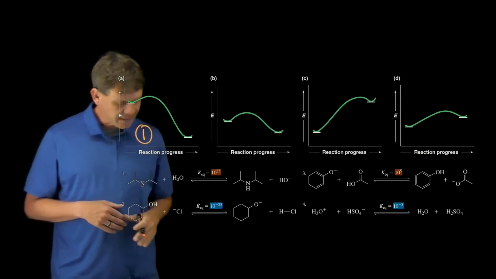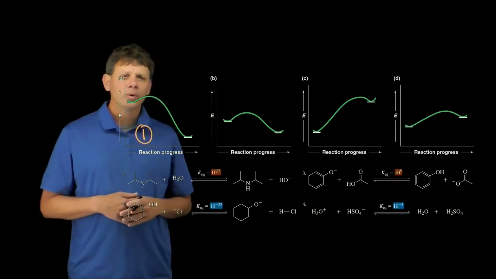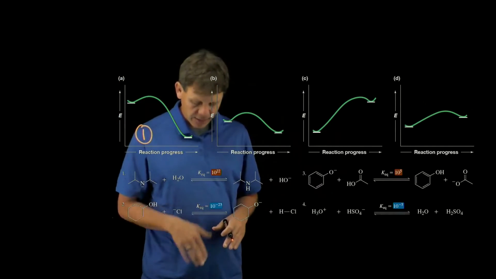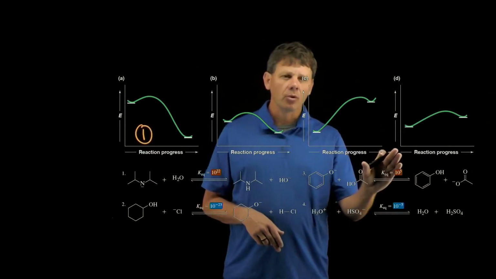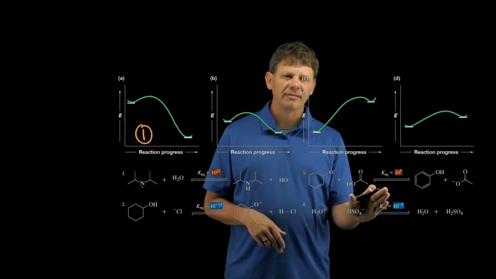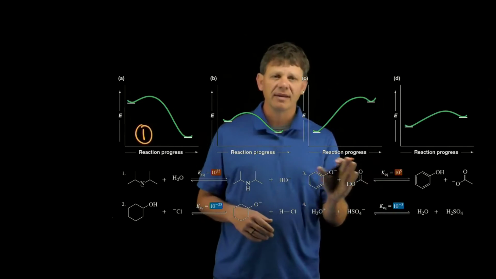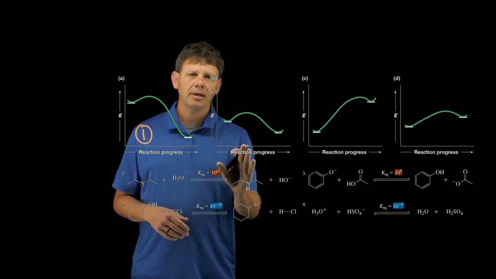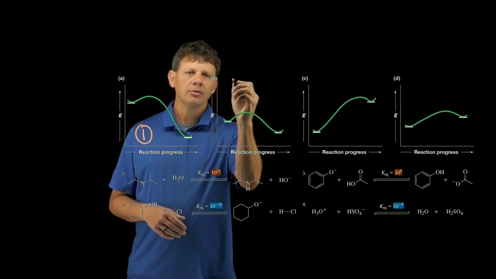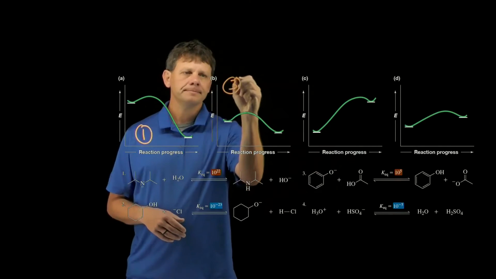Looking at this to find the next favored reaction, reaction 3 has a KEQ of 10 to the 5th. So this one here is slightly favored. The reaction coordinate diagram that represents a slightly favored reaction would be this one here. So this one will match up to reaction 3.